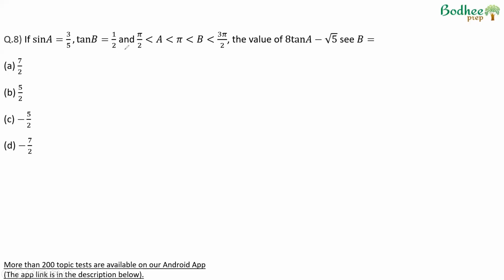Sine is 3 by 5. A lies in the second quadrant, so sine is positive. Cos and tan will be negative. If sine is 3 by 5, sine square A is equal to 9 by 25.